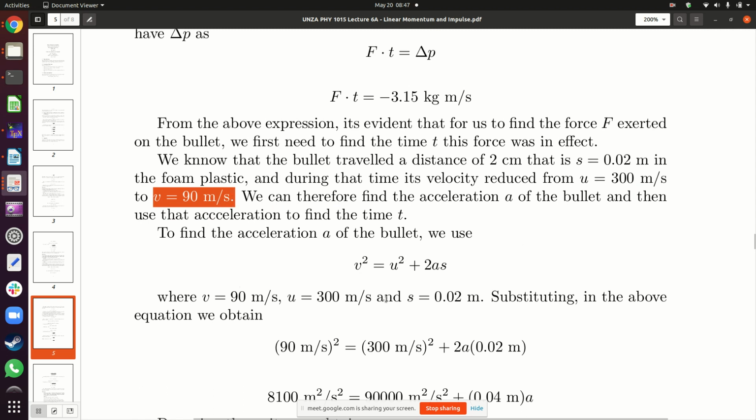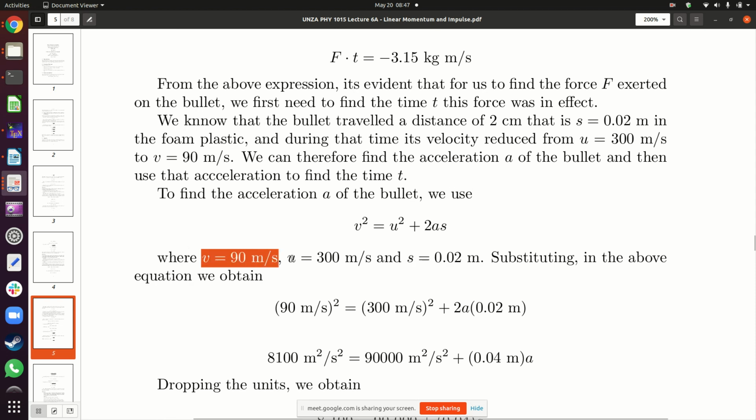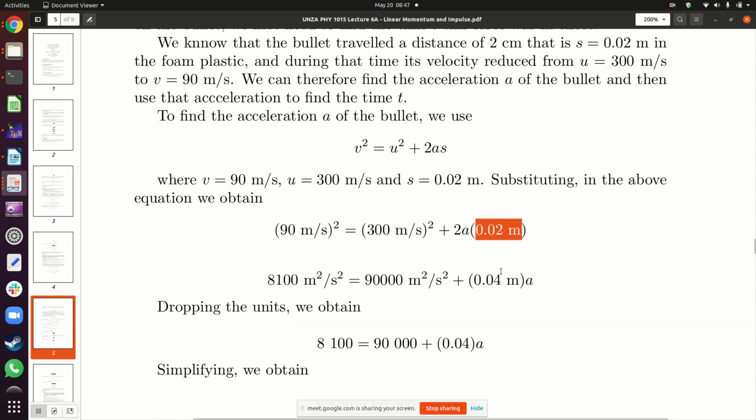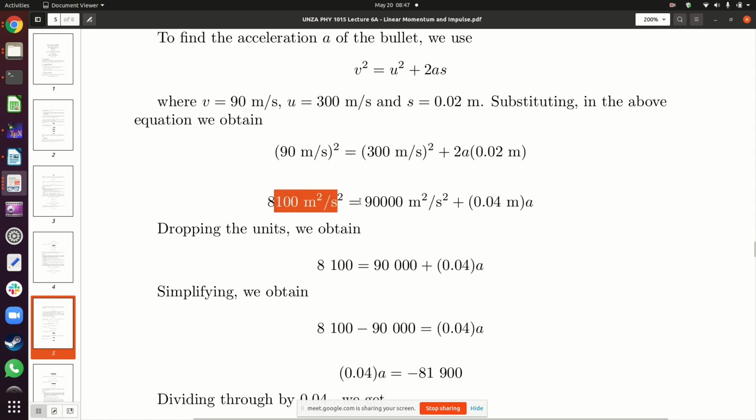So using this information, we can use this equation to find the acceleration of the bullet: V squared is equal to U squared plus 2AS. Our V is 90 meters per second, our U is 300 meters per second, and our S is 0.02 meters. So we can substitute these values in this expression so that we can find the acceleration. From the acceleration, we know the formula for acceleration, and we can use that formula to find the time. So that's going to be 90 squared equals 300 squared plus 2a times 0.02.